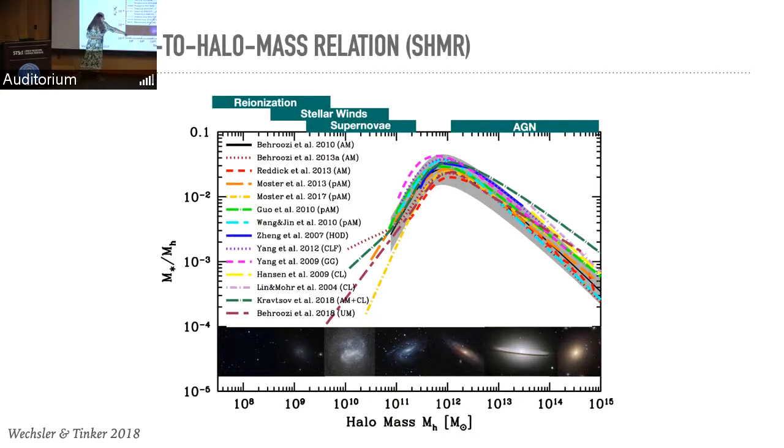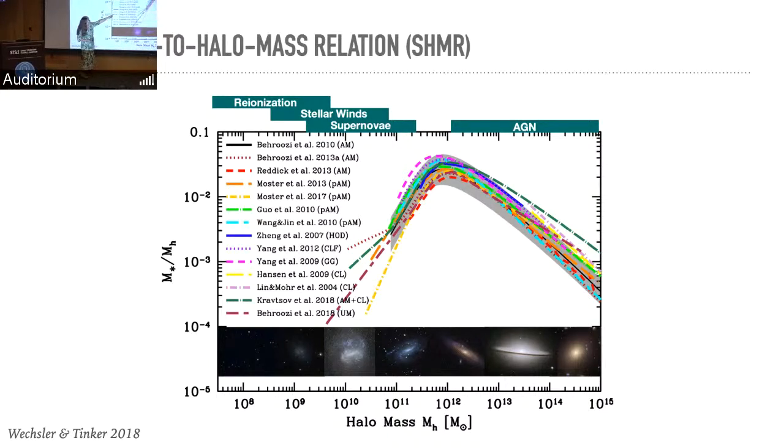So on the x-axis, we have the halo mass ranging all the way from these dwarf galaxies that we can barely see, all the way to these massive ellipticals. And on the y-axis, we have the stellar mass. Okay, so this is the stellar to halo mass relation. Here it's divided by the halo mass.